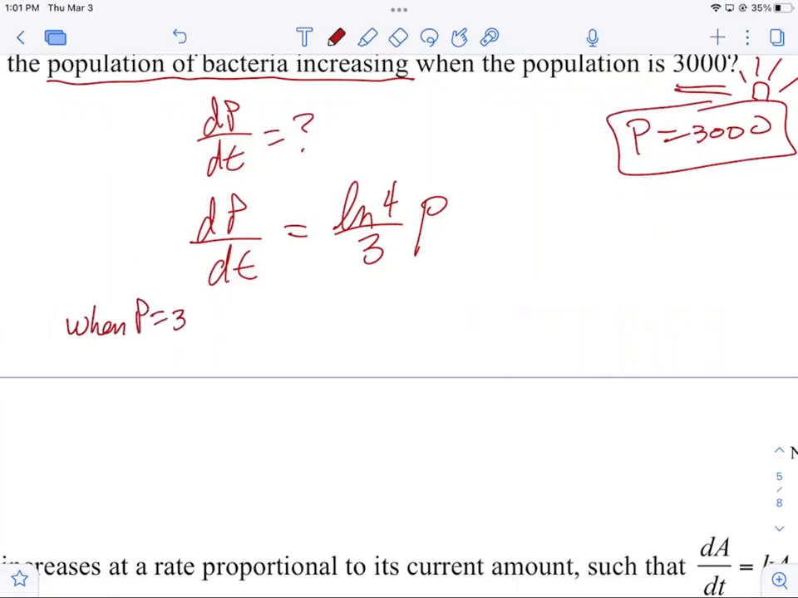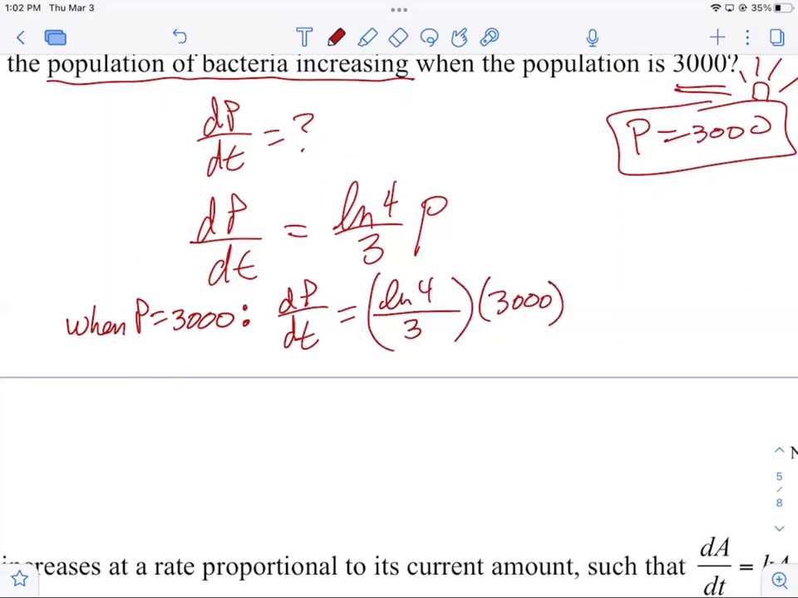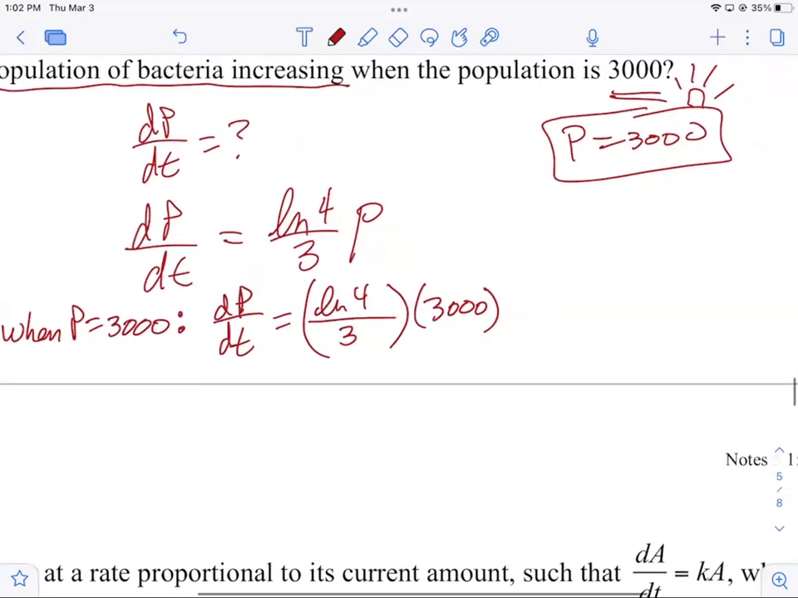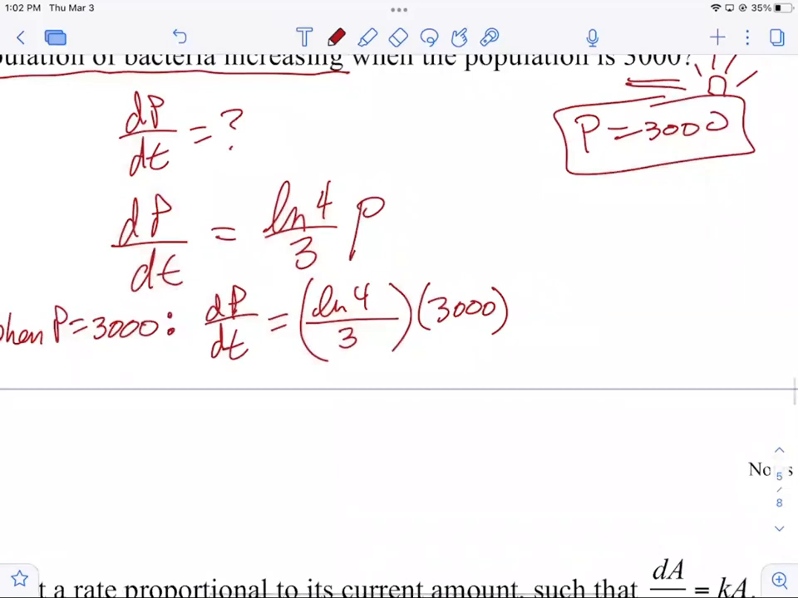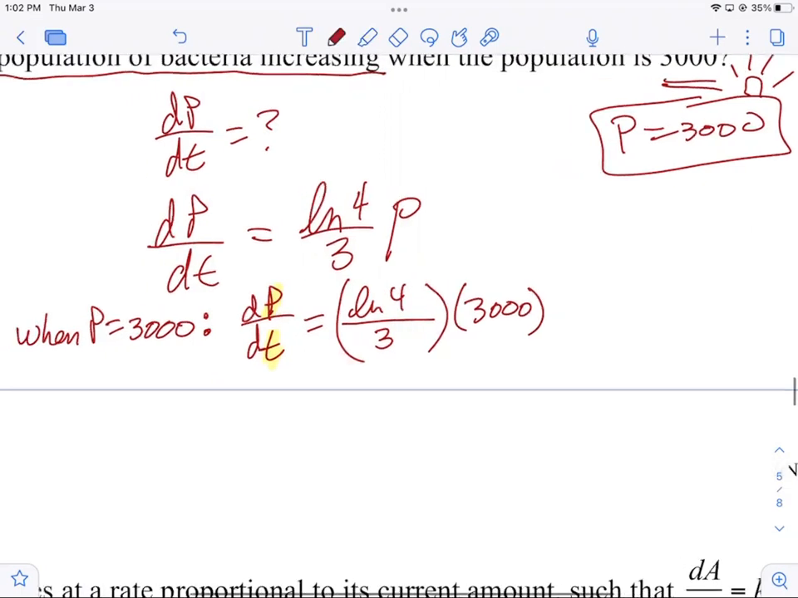When P equals 3,000, we get dp/dt equals the natural log of 4 over 3 times 3,000. Now, if this were a free response, you could stop numerically there, but you always then put units on it, which would be what? Leibniz notation is nice because it's the quotient: units of population over units of time. What populations do we have? Bacteria. Bacteria per hour.